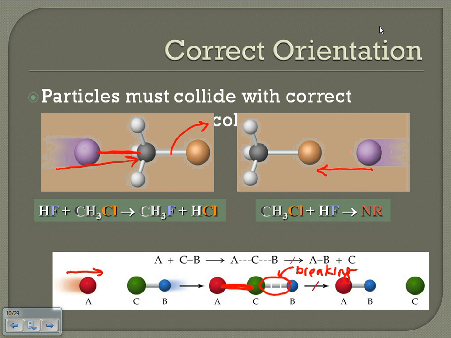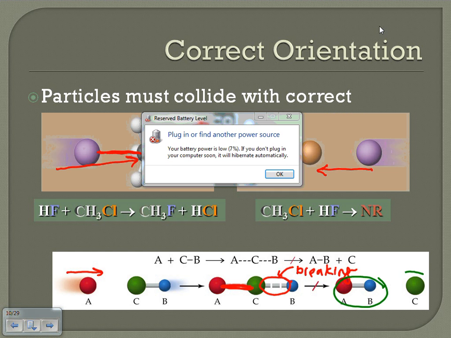But if it's colliding this way, you clearly will not end up with these products here, okay, because of the way it's oriented. In order for that to happen, the A has to come in from this side and bond to that B little molecule there.